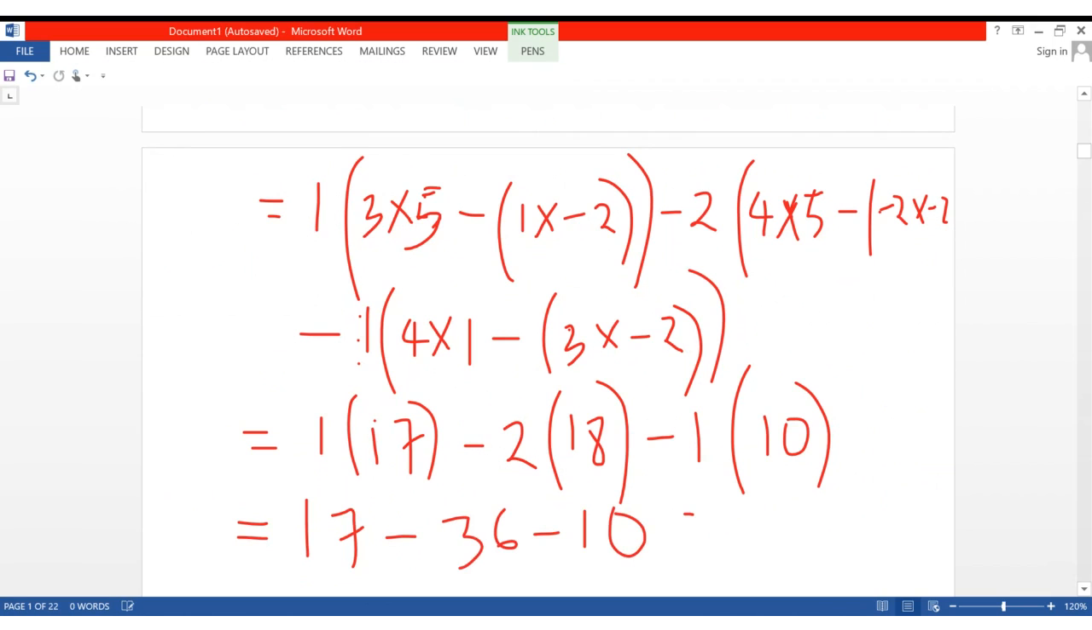Then you just apply it to the calculator. Always good to have a calculator. That is 17 minus 36 minus 10. It's coming to negative 29. So the determinant is negative, which is still okay. So you're getting it as negative 29. That is the determinant of this matrix, a 3 by 3 matrix.